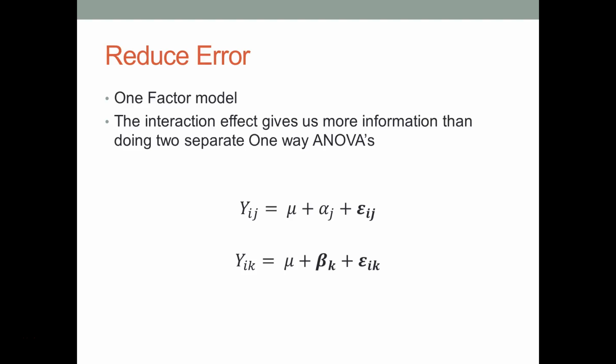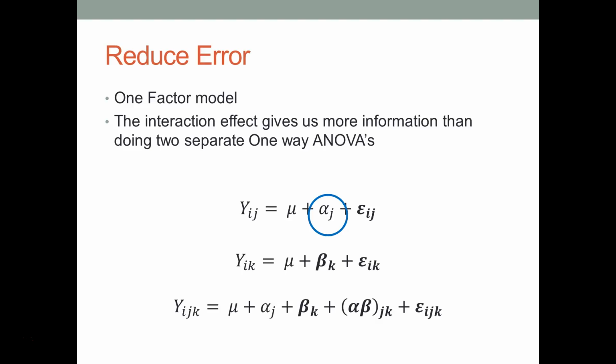If we just did a one-way analysis of variance on the second factor, we would have mu plus beta plus error, epsilon. So all that's different now is that beta is the main effect for our independent variable B. Now we have our full model, which is mu plus alpha plus beta plus the interaction effect.